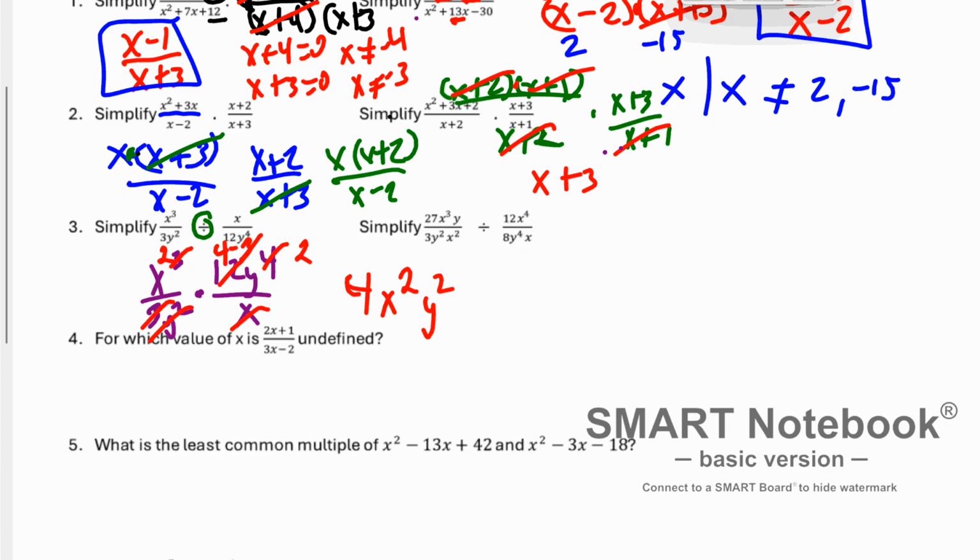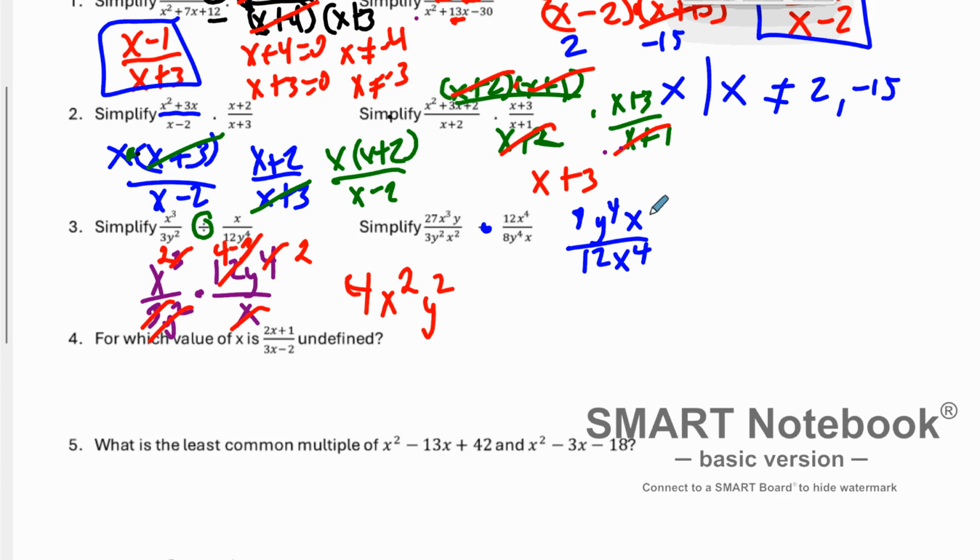And the second one, same thing. I'm just going to flip that second fraction and make it multiplication. Okay, so then I'm going to get 8y to the fourth x over 12x to the fourth.